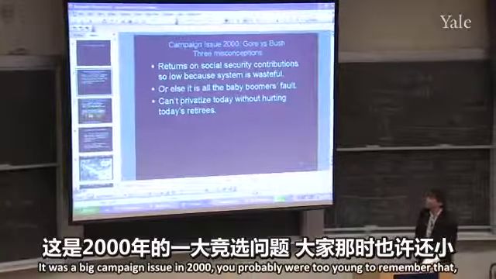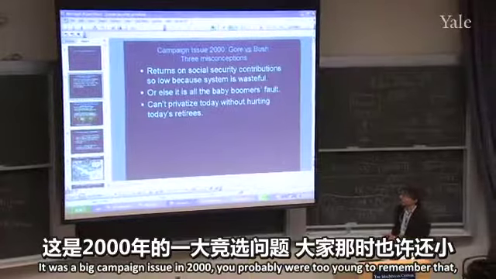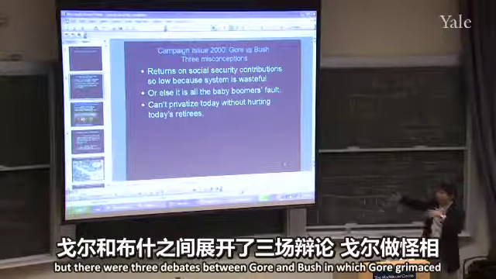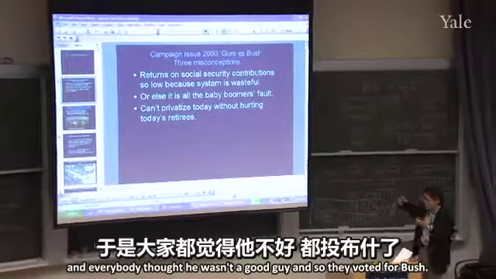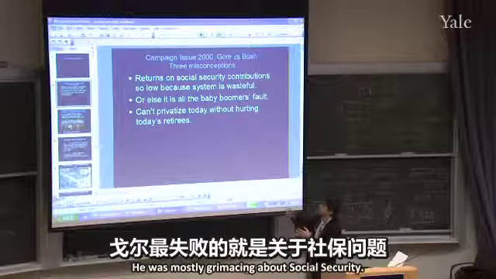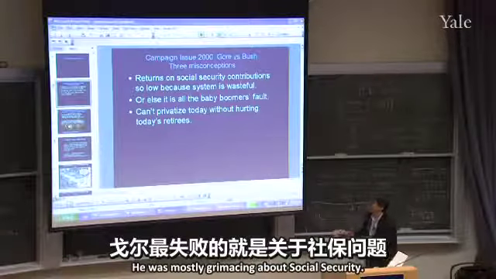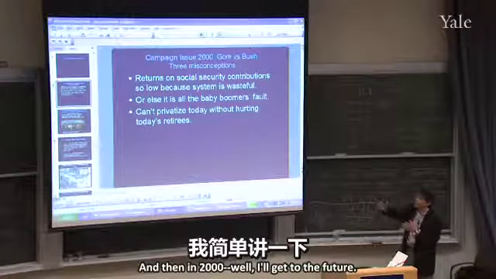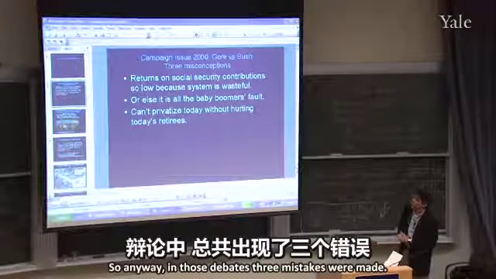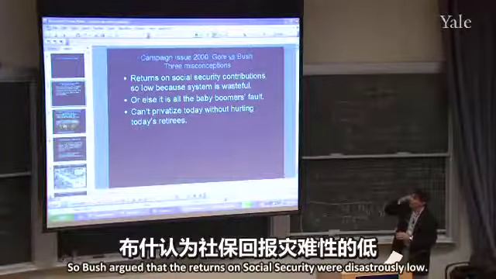It was a big campaign issue in 2000. You probably were too young to remember that, but there were three debates between Gore and Bush in which Gore grimaced, and everybody thought he wasn't a good guy, and so they voted for Bush. And he was mostly grimacing about Social Security. So anyway, in those debates, three mistakes were made.